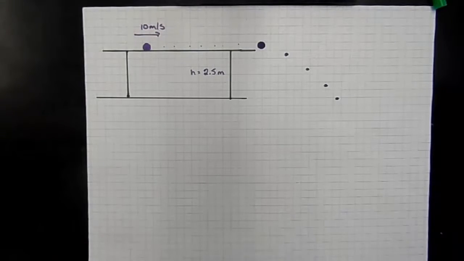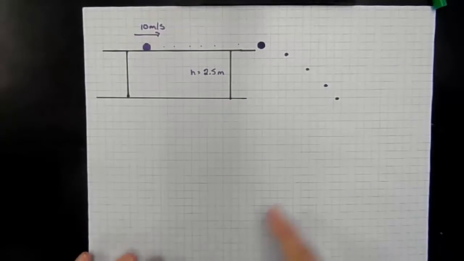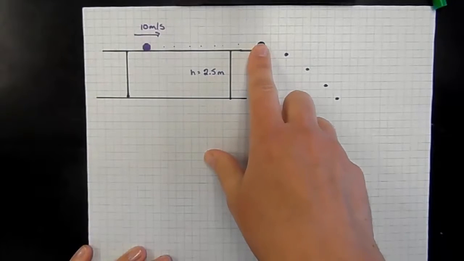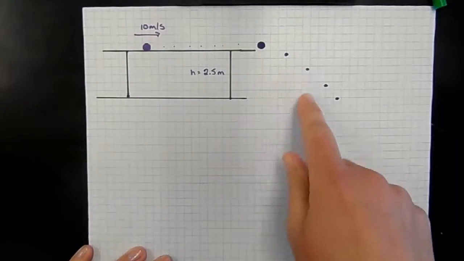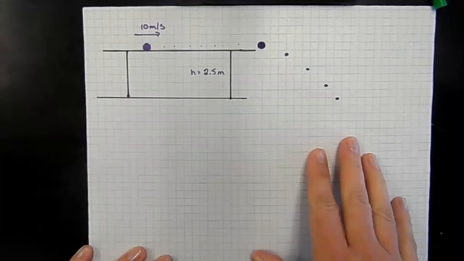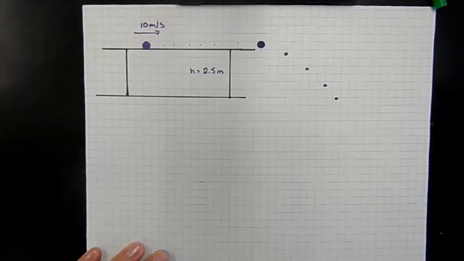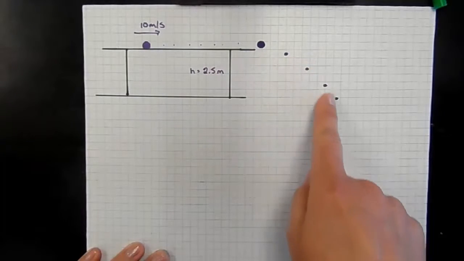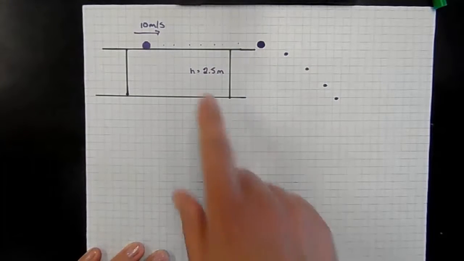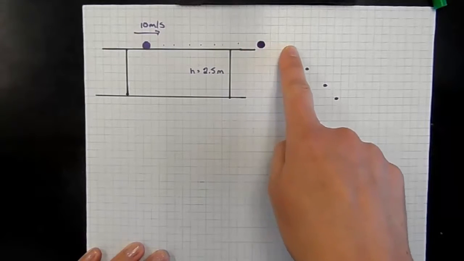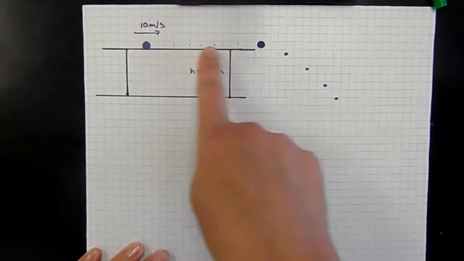In this situation, then, our forces change because now we don't have this normal force pushing back up on it. The only force that we have acting on it is going to be gravity. So now, since the only force acting on that ball is gravity, it's going to be considered a projectile. So our projectile is going to go traveling off, with gravity acting on it as it moves down.